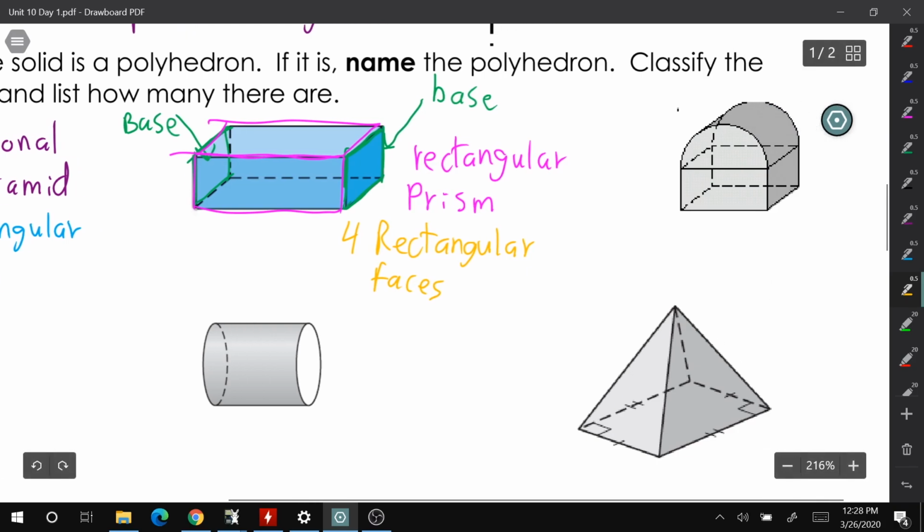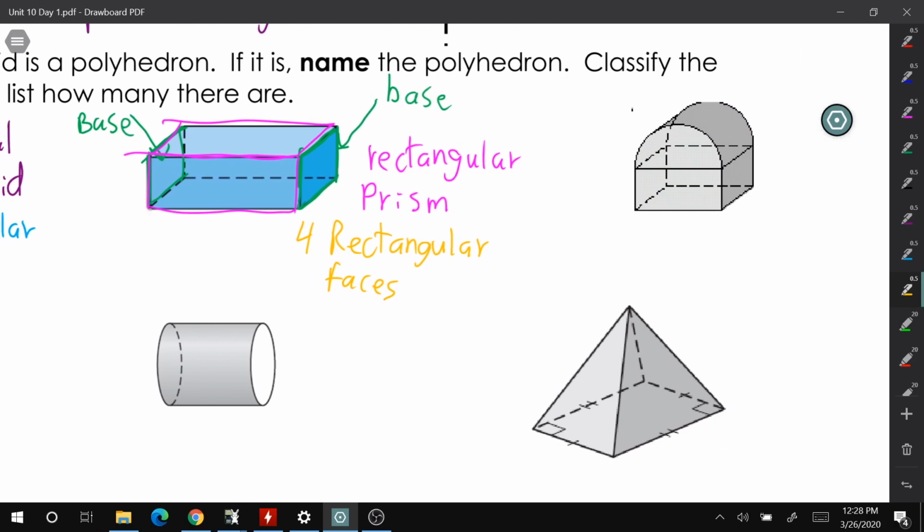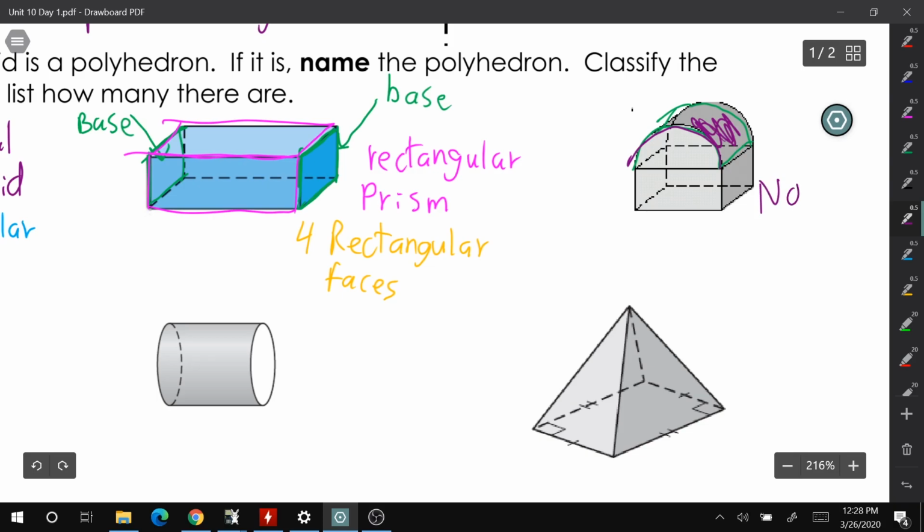And then the last one, this one has this little half cylinder on top, right here. So that makes this not a polyhedron at all, because we don't have a face up here. This is not really a face. So this is not a polyhedron.